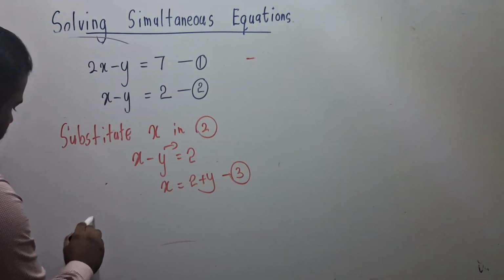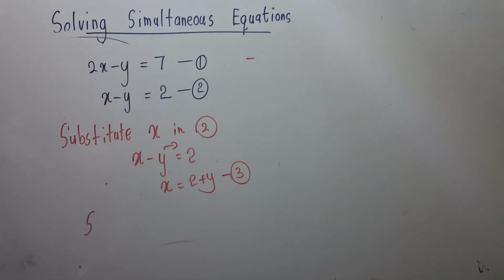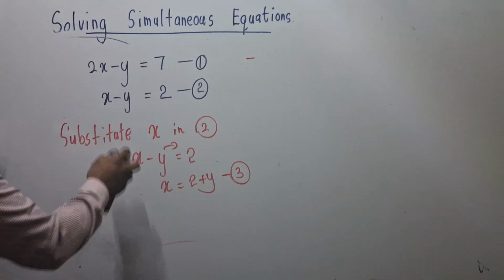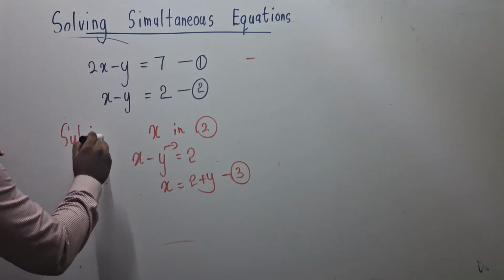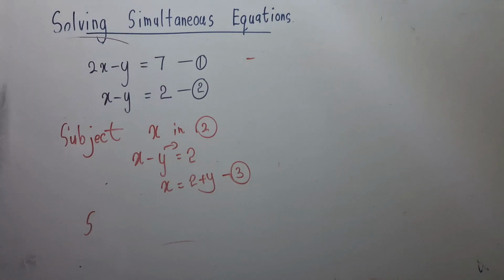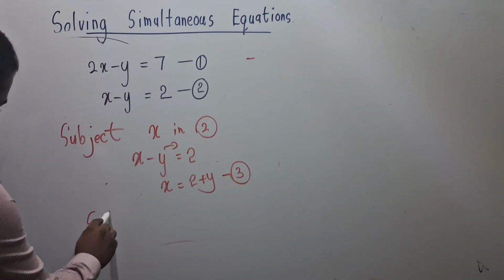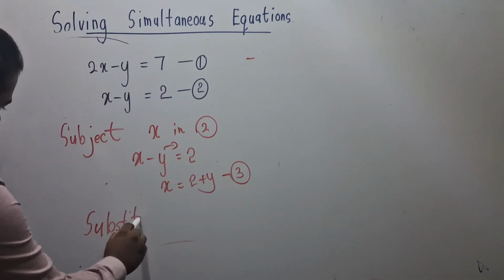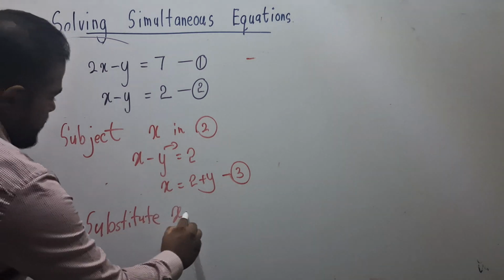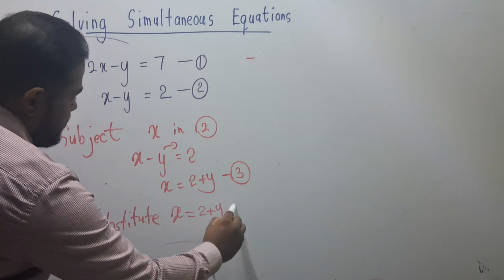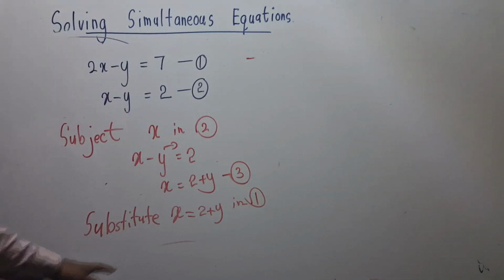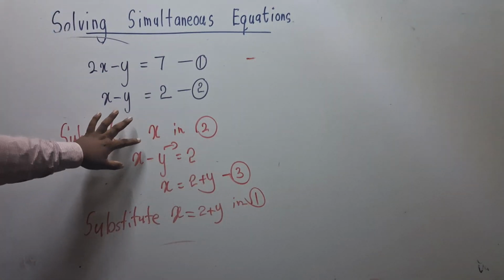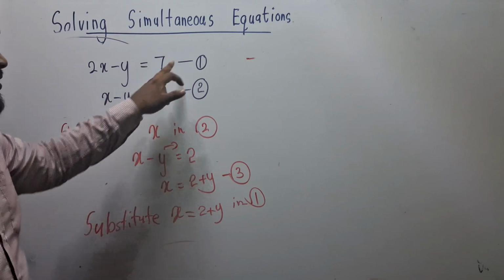Then what do I do? I wrote a wrong thing. Not substitute, it must be subject. Subject x in equation number 2. Then substitute x equals 2 plus y in equation number 1. Why am I putting it in equation number 1? Because I subjected from equation number 2.